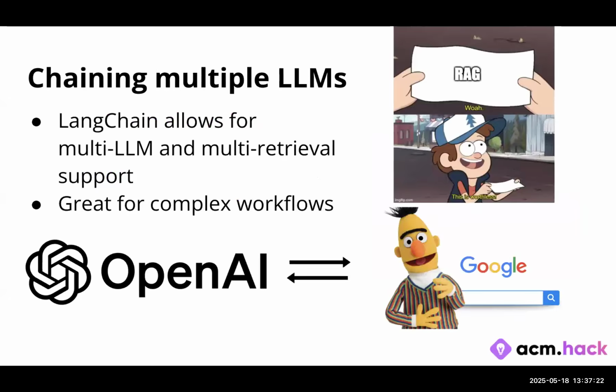All right, so you can also chain multiple LLMs. LangChain allows you to chain multiple LLMs and have multiple retrieval support. And it's great for complex workflows. Here, OpenAI is communicating with BERT.